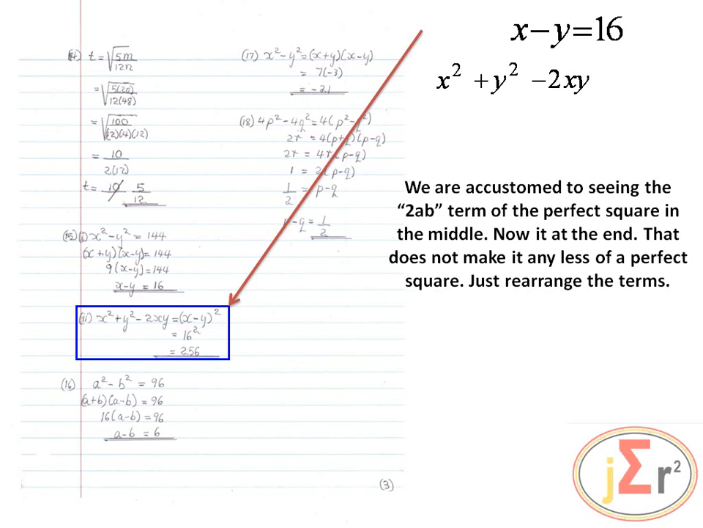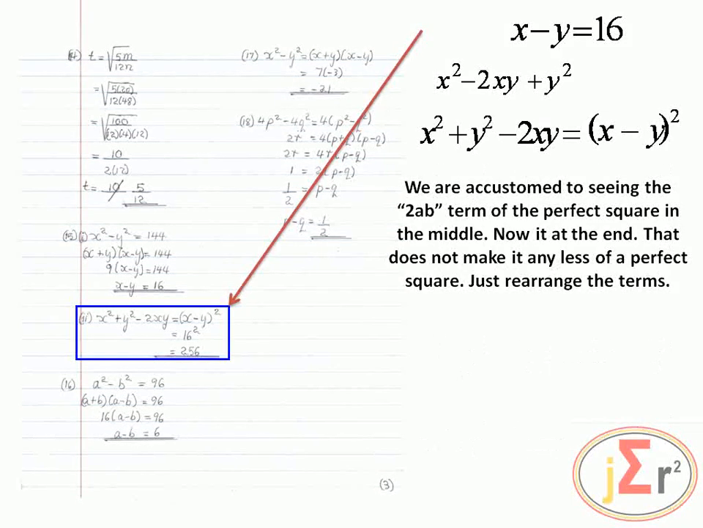That does not make it any less a perfect square. Just rearrange the terms. We do not have to rearrange the terms, but I am rearranging the terms so that it is more obviously a perfect square. As a matter of fact, I did not rearrange them here. So let us do that. So we have x squared minus 2xy plus y squared. There we go, which is, of course, the exact same expression.